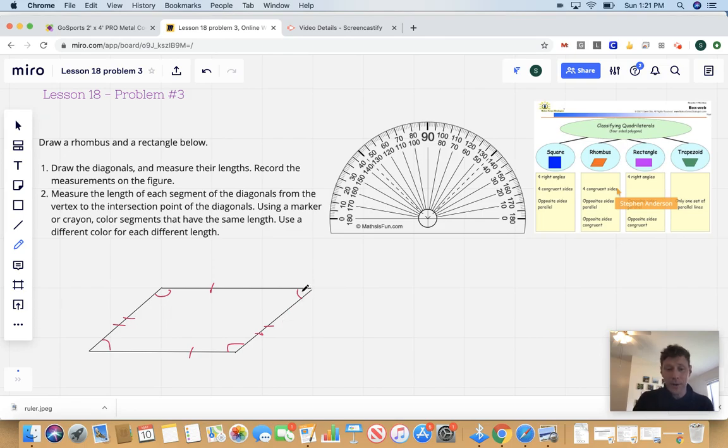But neighboring angles, this angle and that angle, are going to sum to 180. That's half of 360. So you have 180 here, these two pairs, and then 180 here. That gives you 360 degrees.